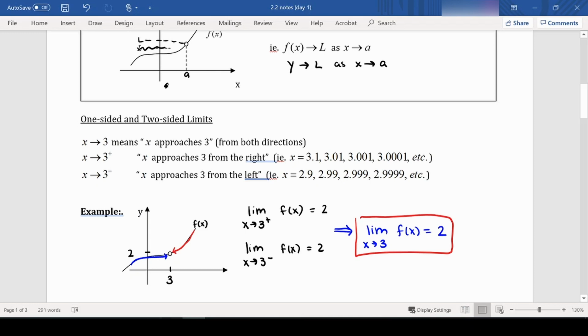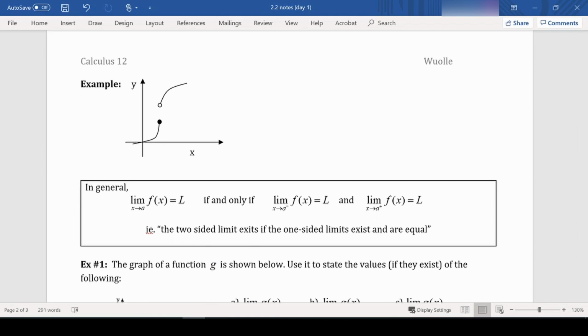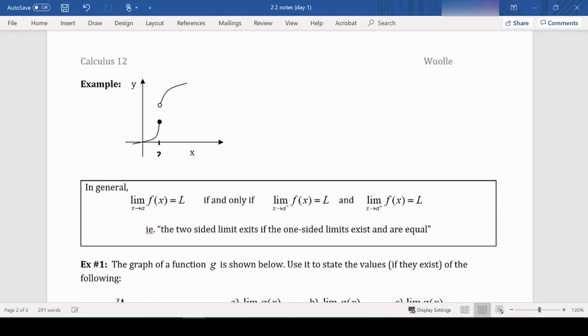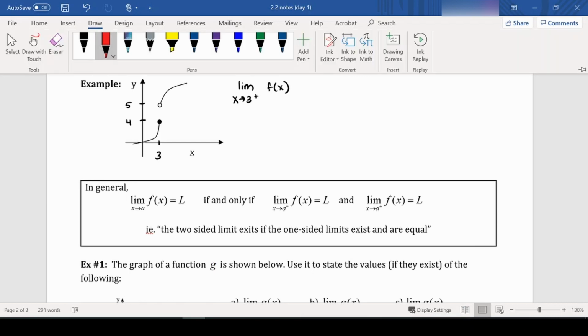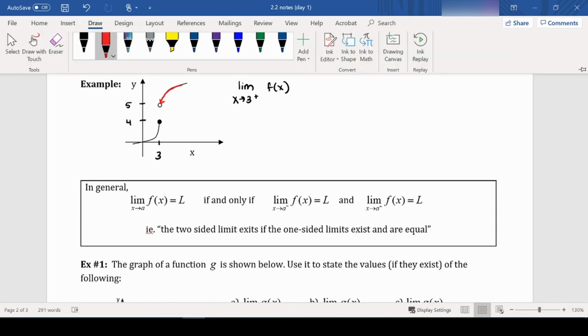So something where you wouldn't have the same value would be similar to this example on the next page. Okay. So if I have, again, my x value of 3, let's say this value is 4 and this value is 5, for example. If I take the limit as x approaches 3 from the right of f of x, if I travel along the line approaching that point from the right-hand side, slightly larger values of 3, my y value approaches 5.